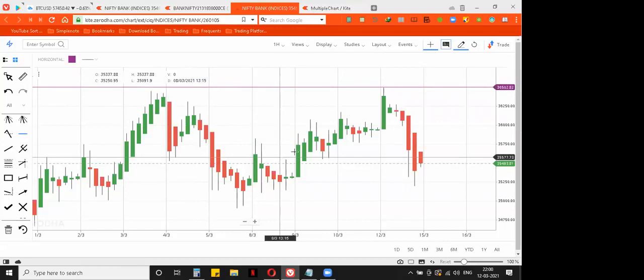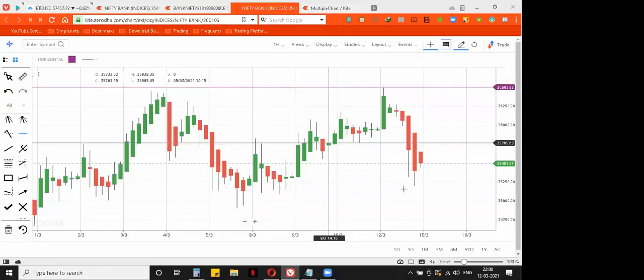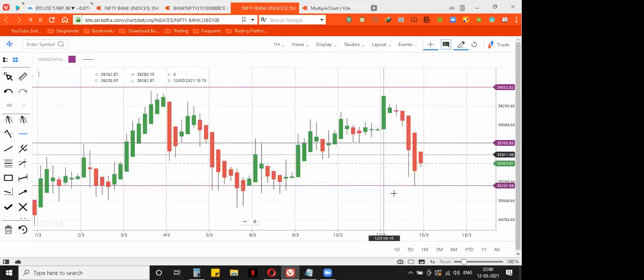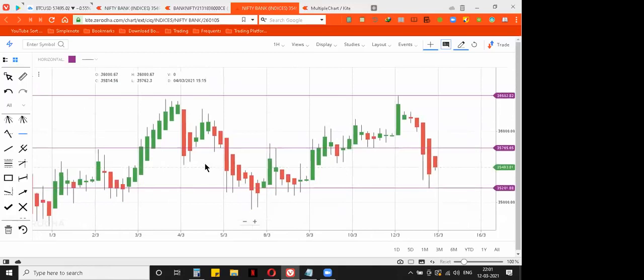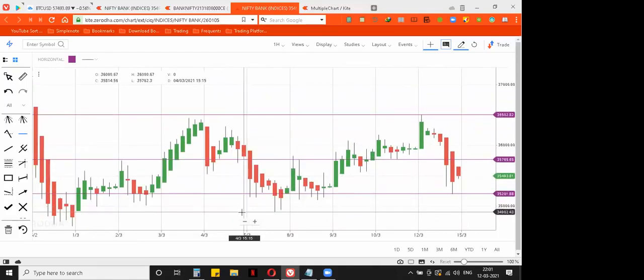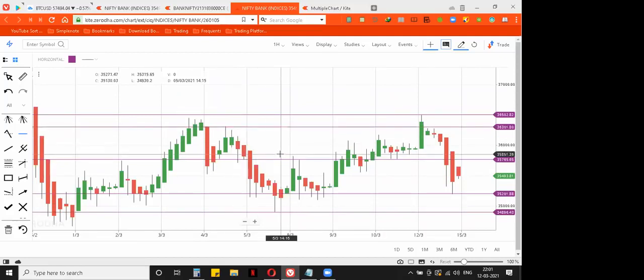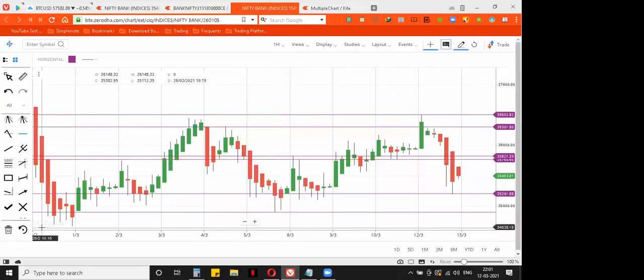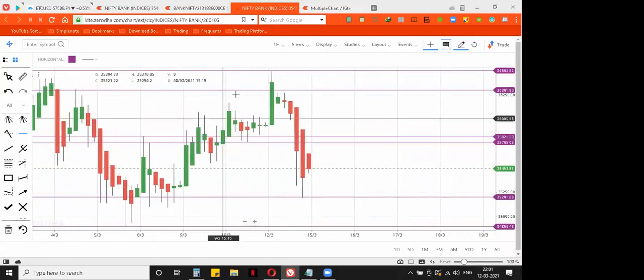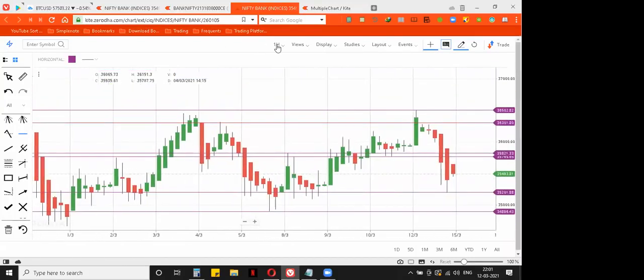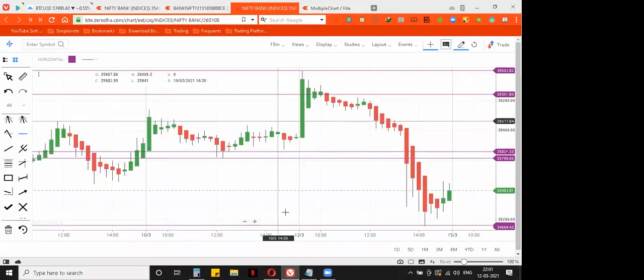This is one, and I have a support here. I have a support here where it formed a higher low. So I just keep tracking back in time to see I have various areas of support and resistance. Ideally, I should have marked it here, and we just keep going backward. But you don't need to do this so far back, because what you need is a support and resistance at the current level of price.